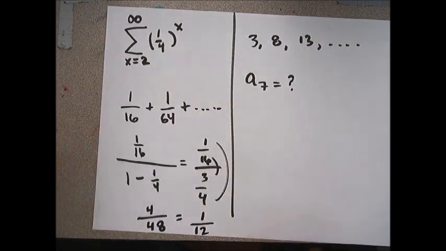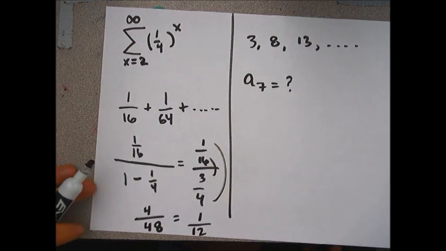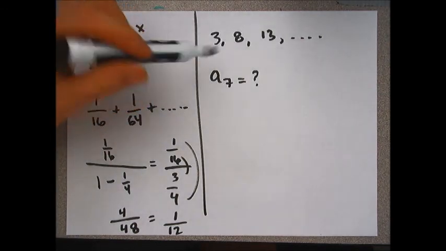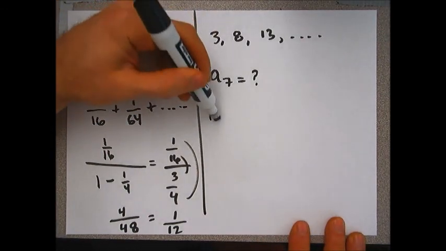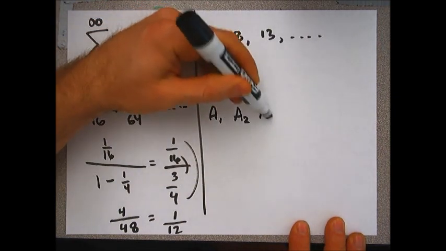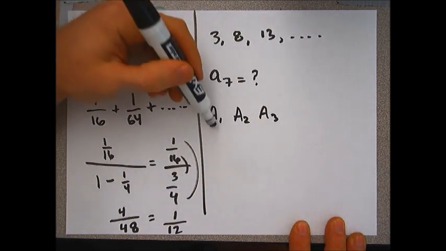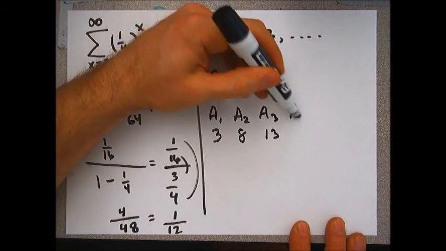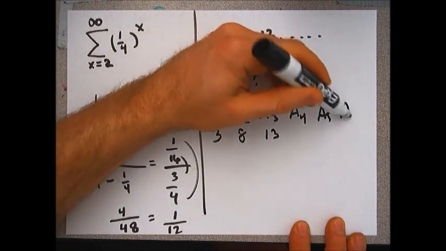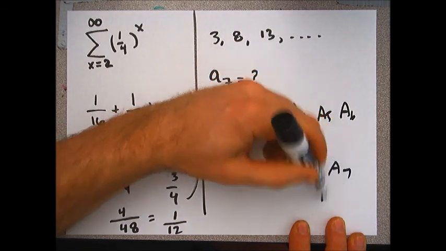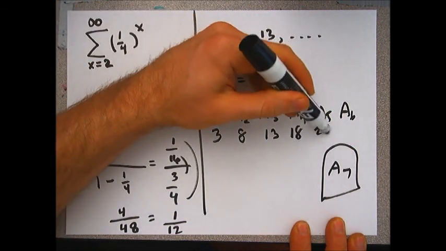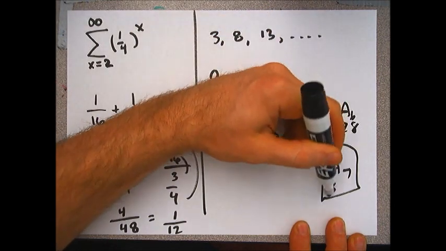Answer 1/12. Okay. Second one is a common difference problem. They do not tell you the common difference. You are on your own to figure out that it is plus 5. The other thing you need to know is that A1, A2, and A3 have already been given. 3, 8, 13. I want the seventh one. So A4, 5, 6, 7th. And each time I'm going to add 5. 18, 23, 28, 33.